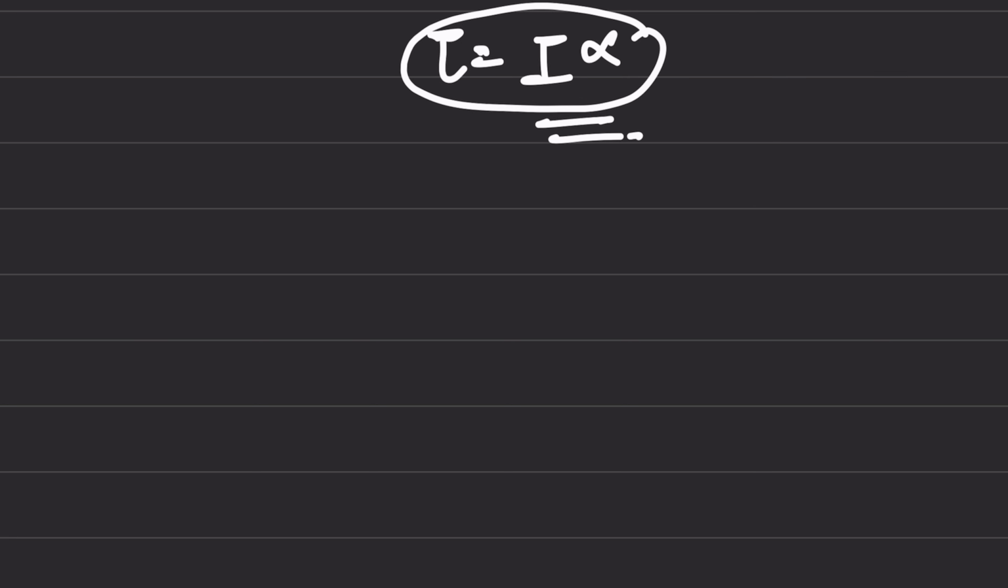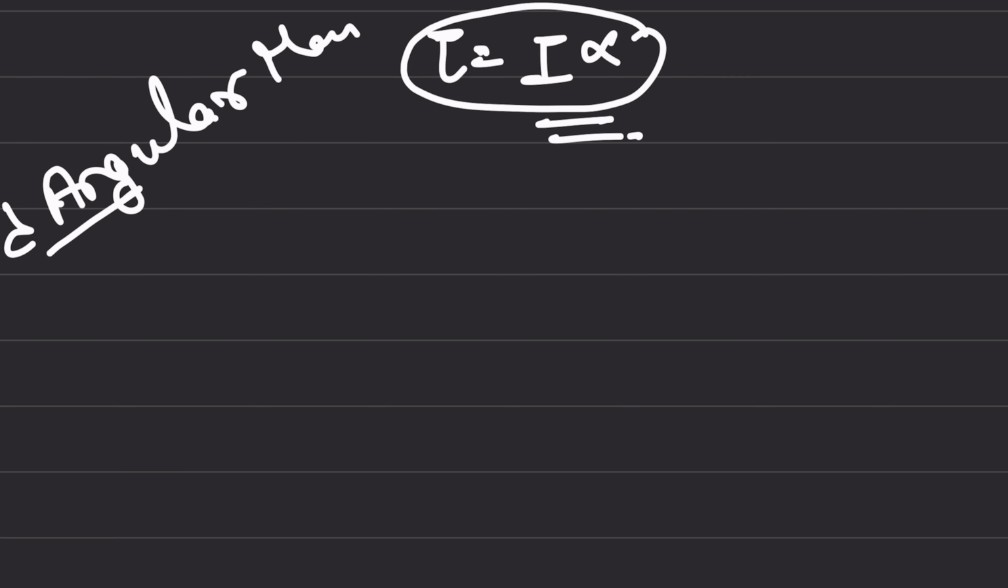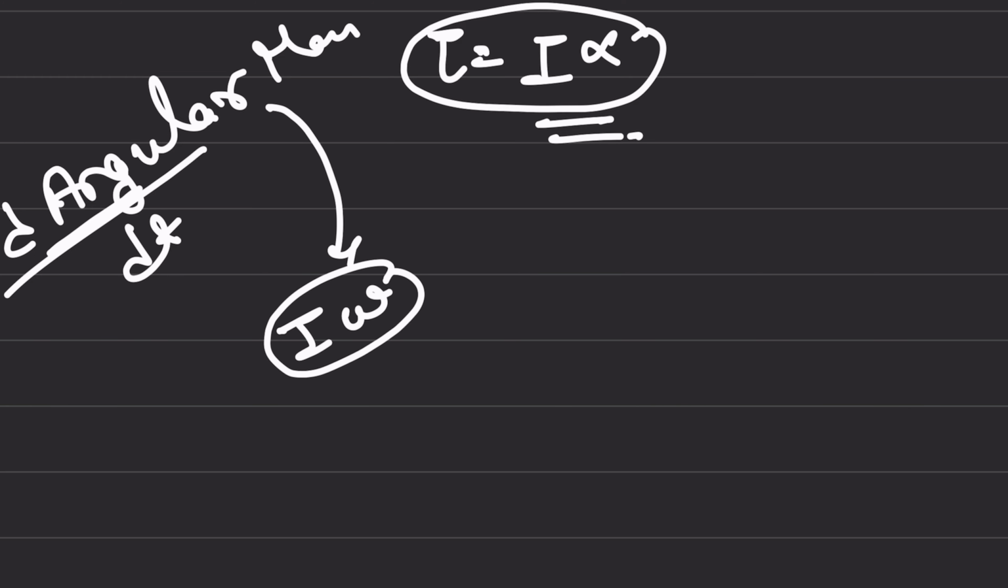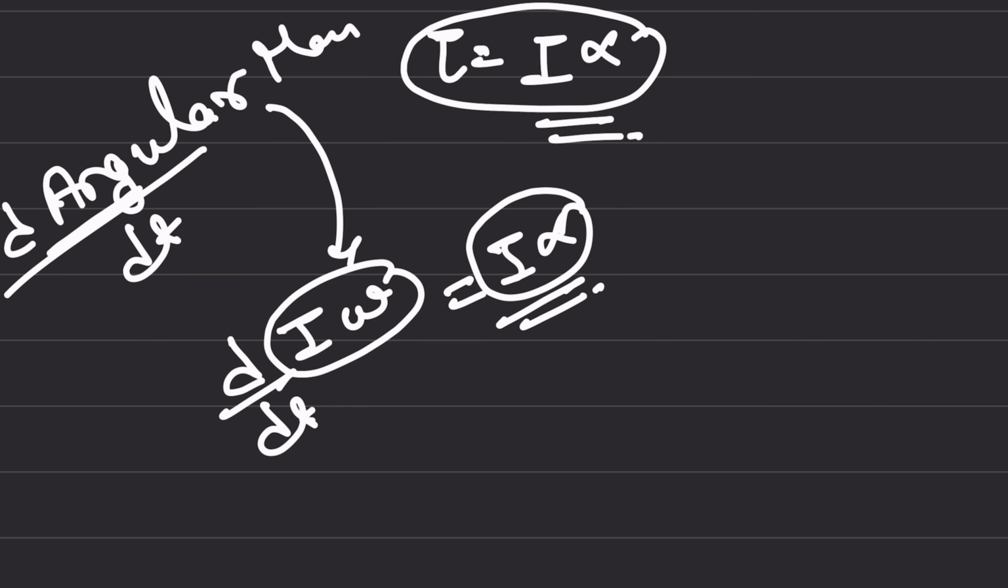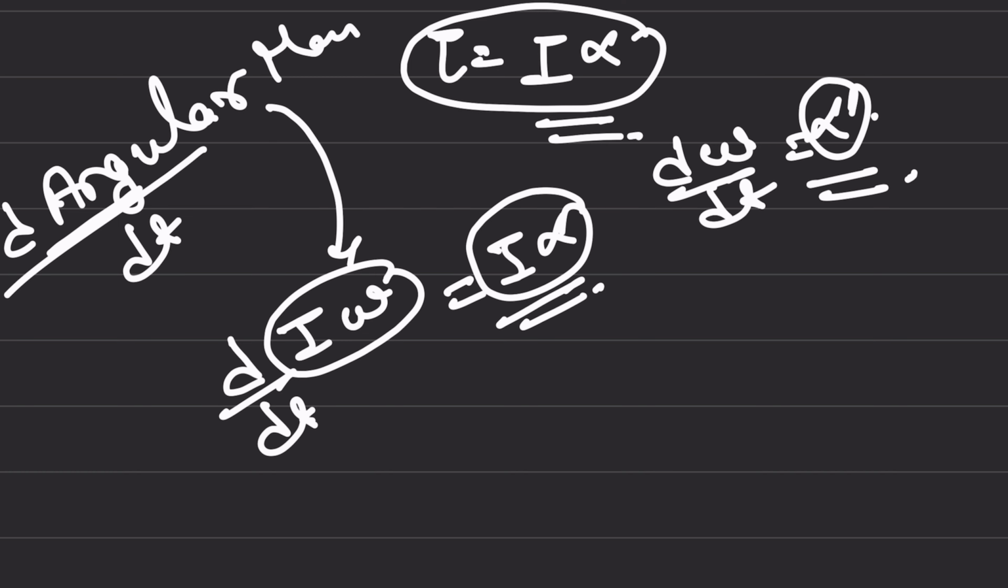So we know that torque is equal to I into alpha. It means the torque is equal to the rate of change of angular momentum, d by dt of angular momentum. And what is this angular momentum? Angular momentum is I into omega. So d by dt of I omega is equal to I into alpha. Okay, so d omega by dt is what? Alpha.